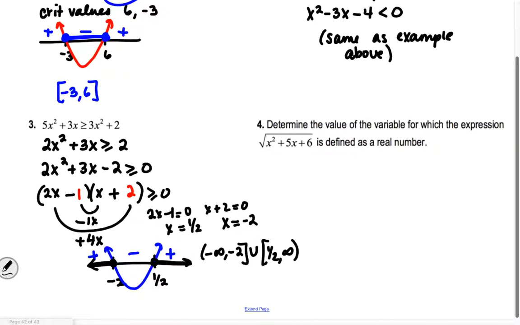Well, there's a square root there, and we know that square roots are undefined when we have what underneath a square root? A negative. So we don't want negatives. We want this part in here to not be negative. So we can't have this as a negative. So we're going to say that x squared plus 5x plus 6 has to be greater than or equal to 0. Right? That's the only way we can take the square root.